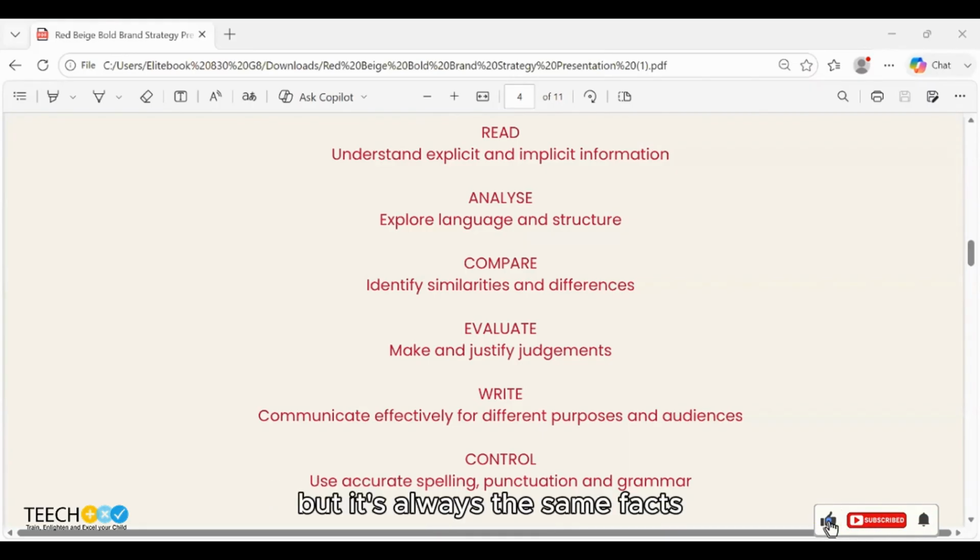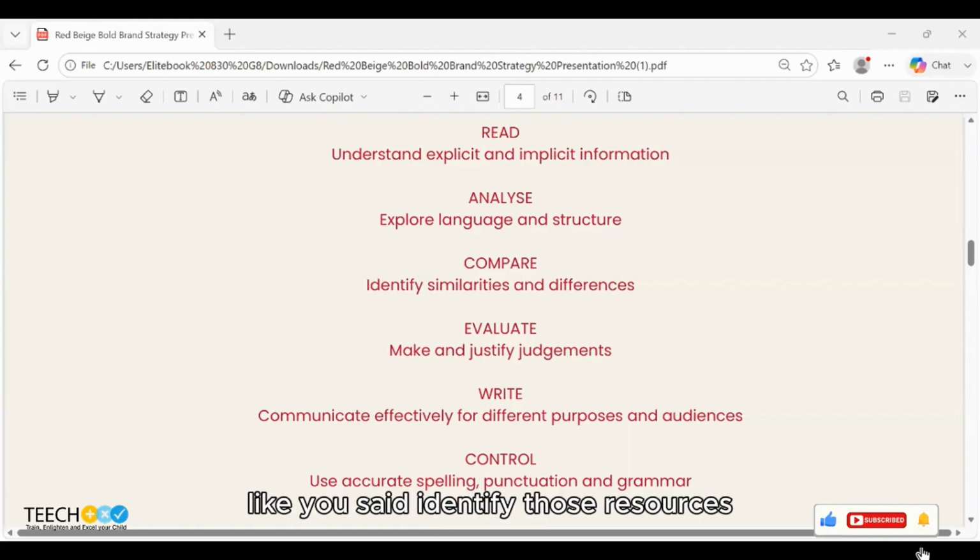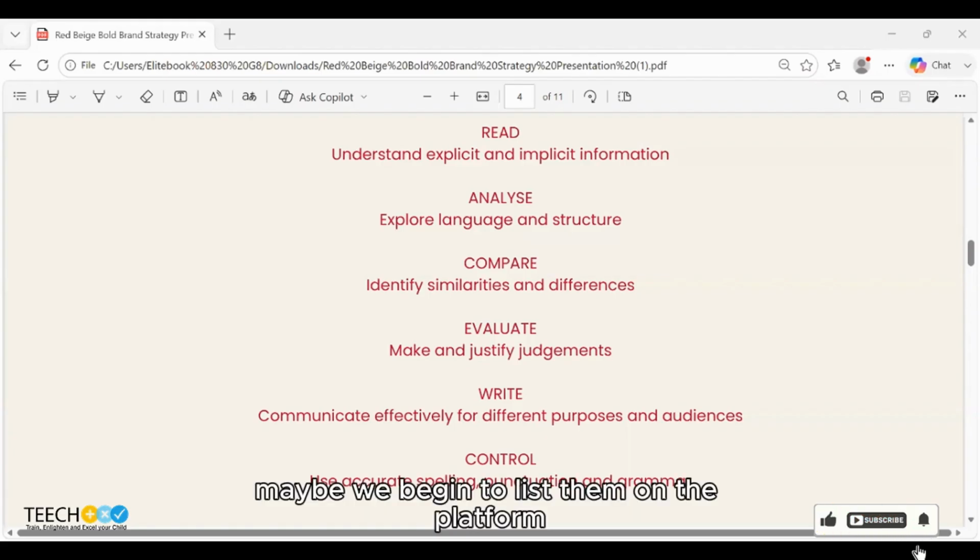But it's always the same fact that you just have to pay for those platforms, and you can't do it all alone because the money is always on the high side. So I'm suggesting that we have that platform, like you said, identify those resources. Maybe we begin to list them on the platform. Then we identify which teachers are interested in which resources, and then we can pool the capital together to purchase the subscription. Thank you so much.